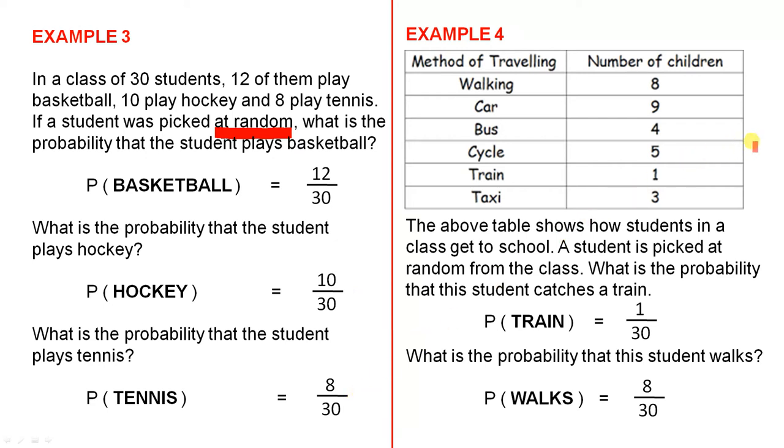The next one. This is a table which shows how students in a class get to school. So you've got walking, car, bus, cycle, train, taxi. So you've got 6 different ways of getting to school. A student is picked at random. Now we know what random means, by chance. What is the probability that this student catches a train? The probability that the student who is picked catches a train is 1 over 30, because there's only 1 student in the class who catches a train. The probability that the student who is picked walks is 8 over 30, because 8 students walk.